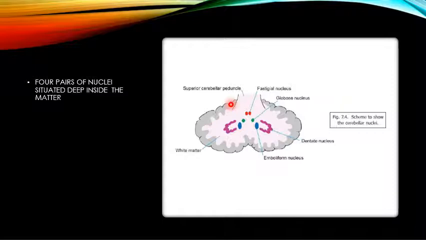Now we also know that the cerebellum is connected on either side to the brainstem by bundles of fibers called the superior, middle and inferior cerebellar peduncles, right? We have seen it in the last classes.